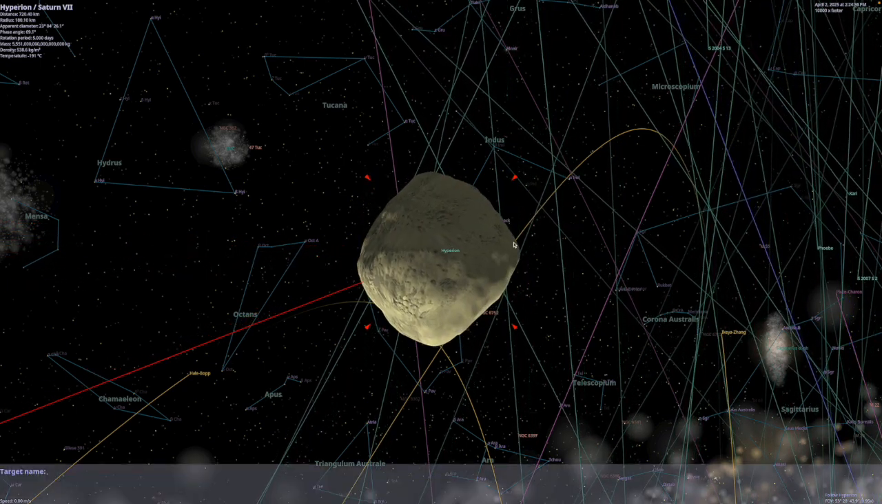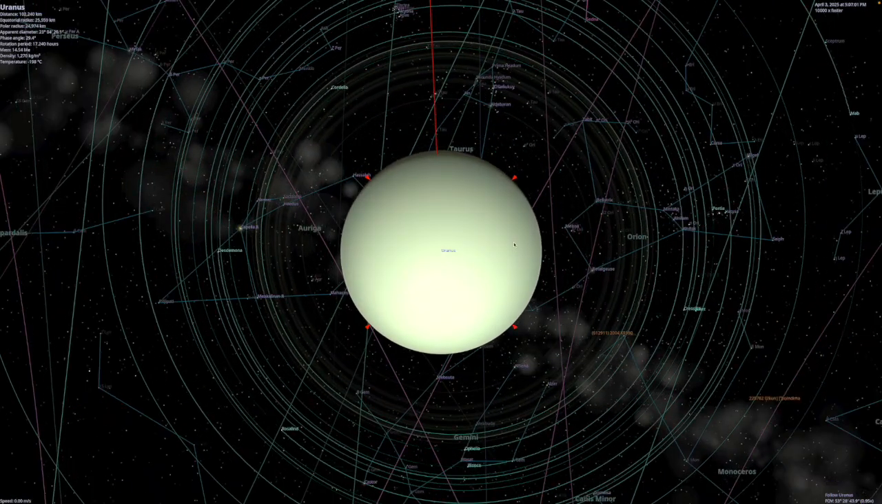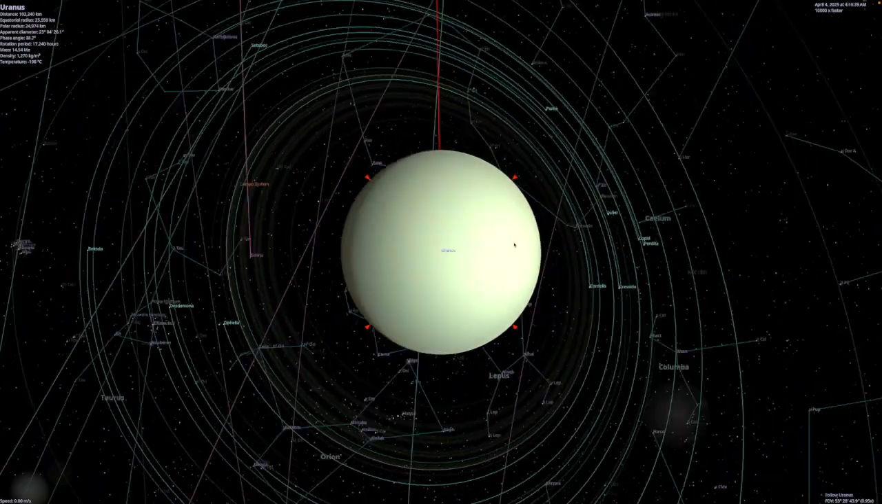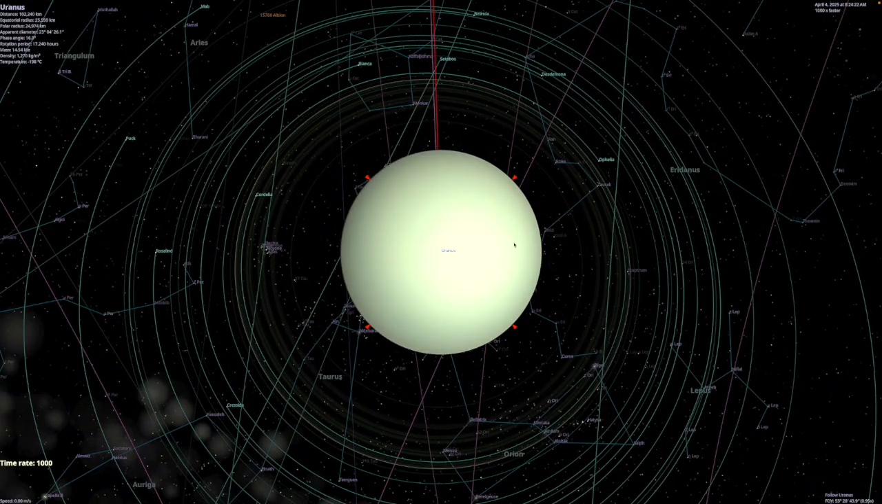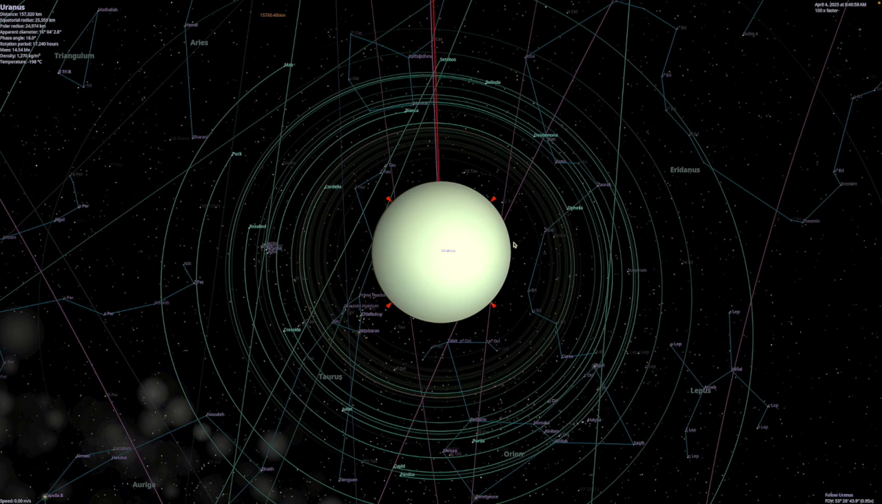Next we have Uranus. It has 27 moons, and it also has rings. You can see them, but I'm not sure. It's very, very hard to see them. Let's slow things down. And it has 27 moons and 5 major moons.